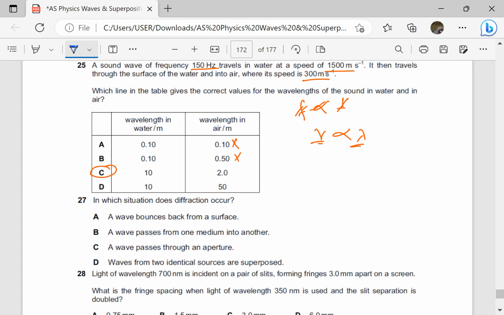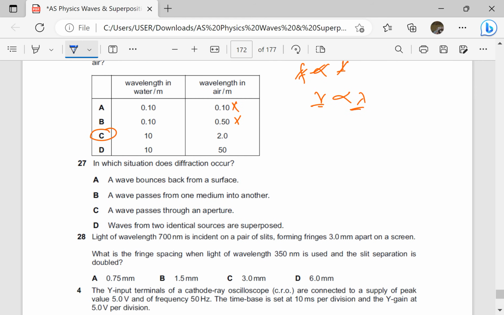The answer is C. In which situation does diffraction occur? A wave bounces back. That is reflection. A wave passes from one medium into another. That most likely will be refraction. A wave passes through an aperture. That causes diffraction.